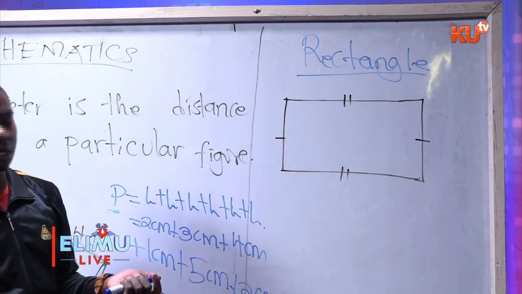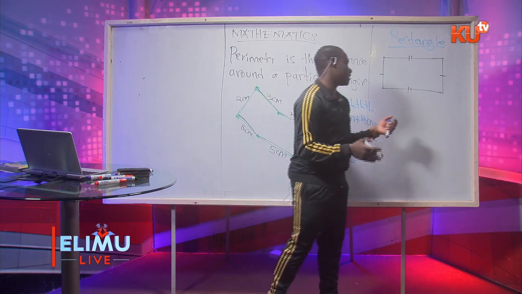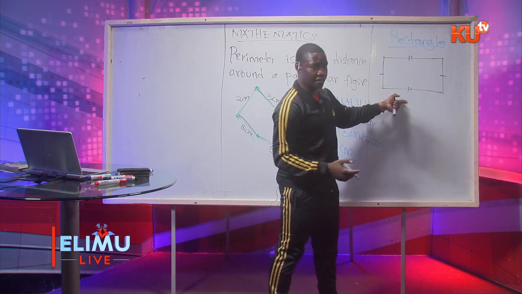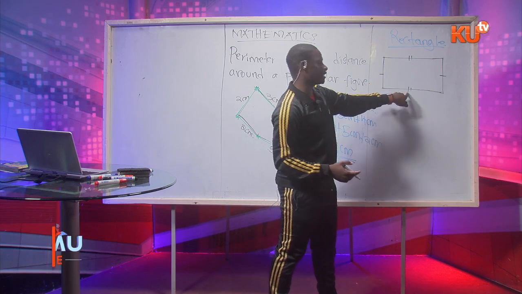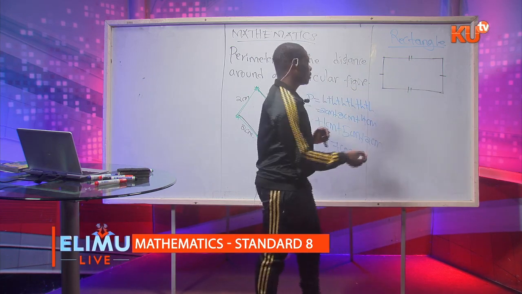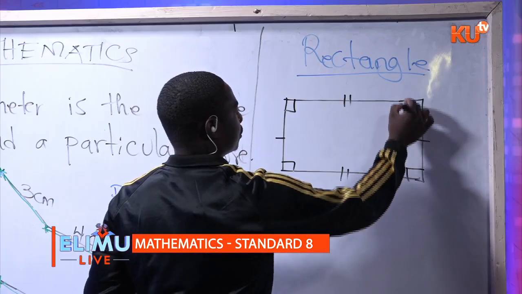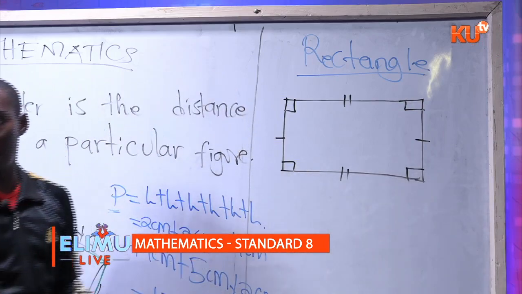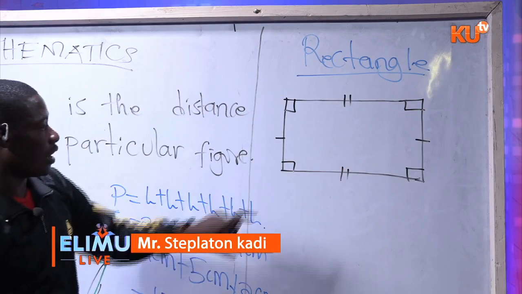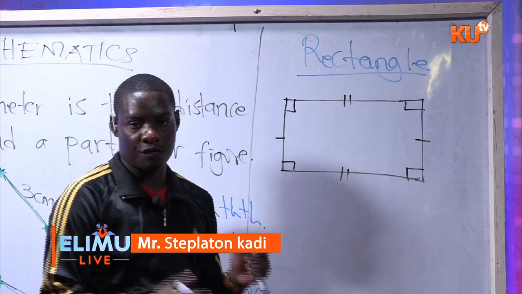Remember, we are talking about perimeter, but we are incorporating the whole thing. So we are looking at properties of a rectangle. So 2 opposite sides are equal. This side and this side are equal. This side and this side are equal. That is 1. 2, all the corners are 90 degrees. So all these are 90 degrees. When we add all of them, it will lead us to 360 degrees. Now, those properties are important in the calculation of the perimeter.